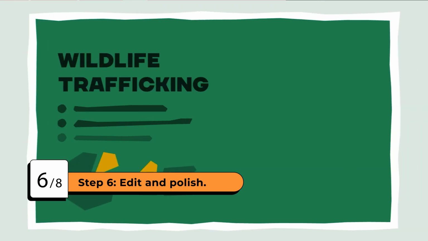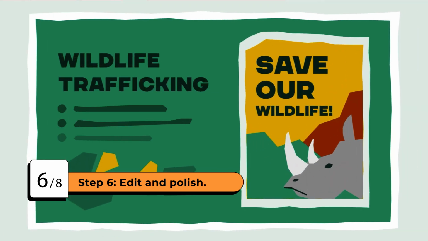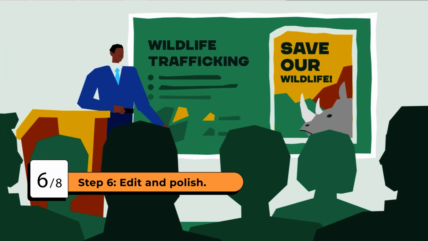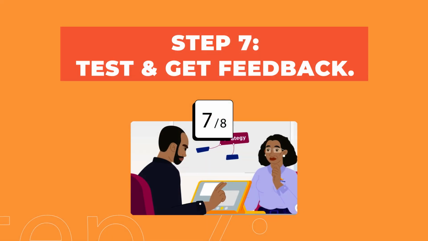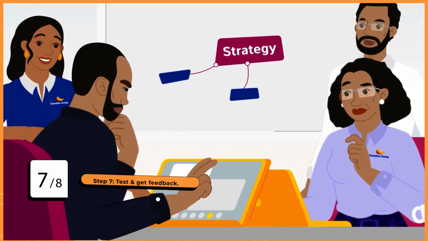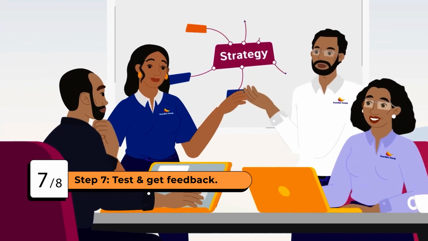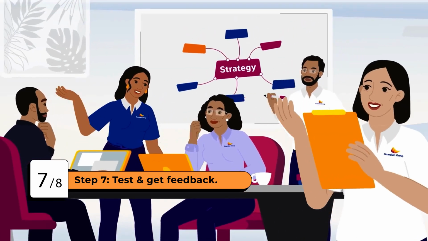Add captions and subtitles. They're not just for accessibility, though that's crucial. Captions boost comprehension, help non-native speakers, and support anyone who learns better by reading along. Step 7. Test and get feedback. Check for clarity, technical issues, and gather feedback to refine before going public.